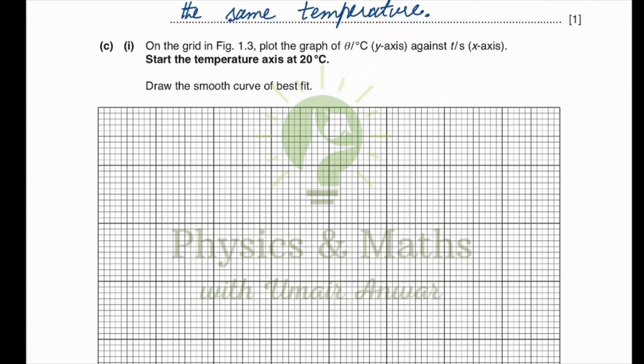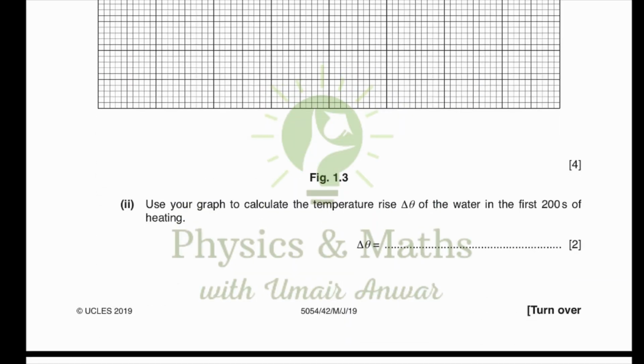The next part says on the grid in figure 1.3 plot the graph of theta temperature in degree centigrade on the y-axis against T in seconds on the x-axis. So this is the first information. And secondly, start the temperature axis at 20 degrees centigrade. So on the y-axis, when we are writing the values according to the scale that we are going to use, the first value written should be 20 degrees centigrade. Draw the smooth curve of best fit. Then after plotting the points from the table, we are going to draw the smooth curve of the best fit.